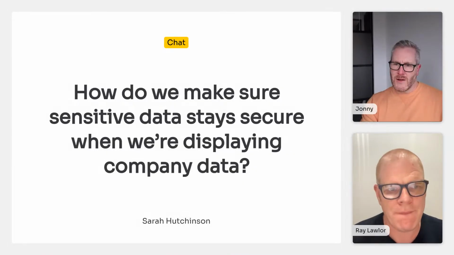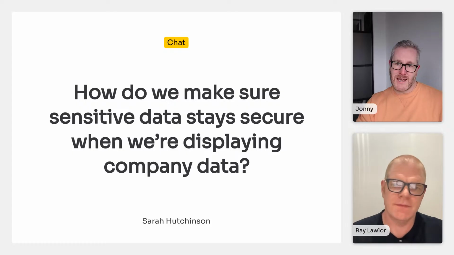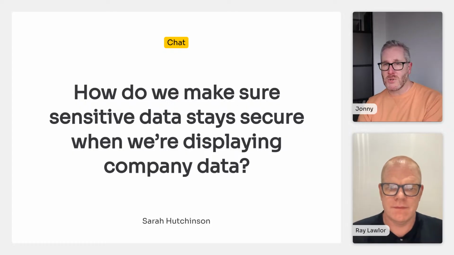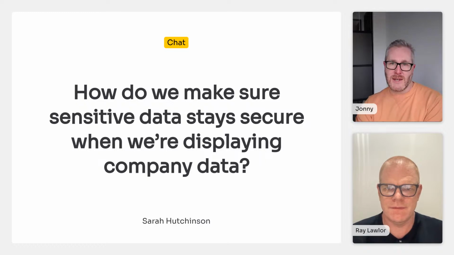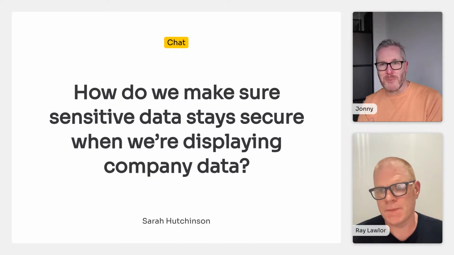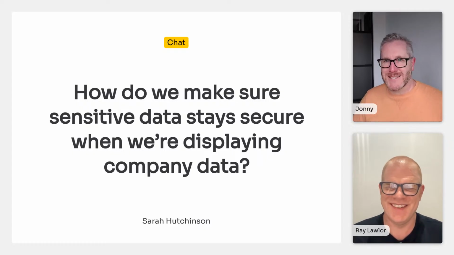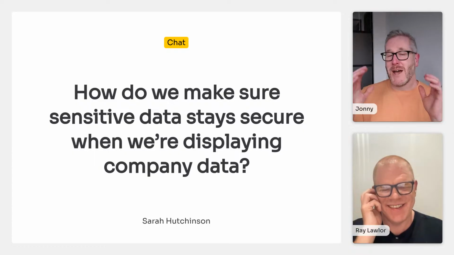Another question in there: how do we make sure sensitive data stays secure when we're displaying company data? Okay, so I can answer that in a few respects. Obviously you're putting it on the screen. So step number one, make sure the screen is somewhere secure that people aren't walking past. That always surprised me, that sometimes you'd have whiteboards facing windows and everyone walking past sees all your plans.